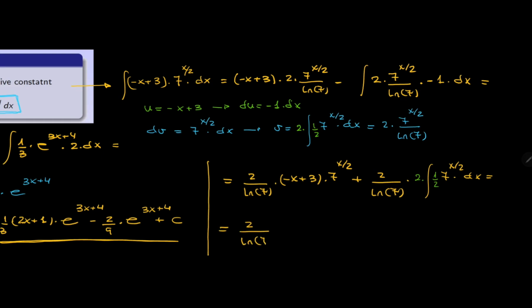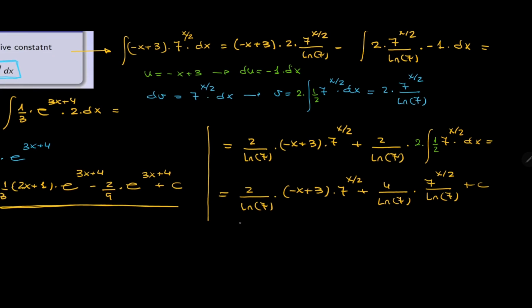by the Neperian logarithm of 7 times minus x plus 3 times 7 raised to the power of x halves, plus 4 divided by the Neperian logarithm of 7 times 7 raised to the power of x halves, divided again by the Neperian logarithm of 7, plus the constant. And that's the final result.